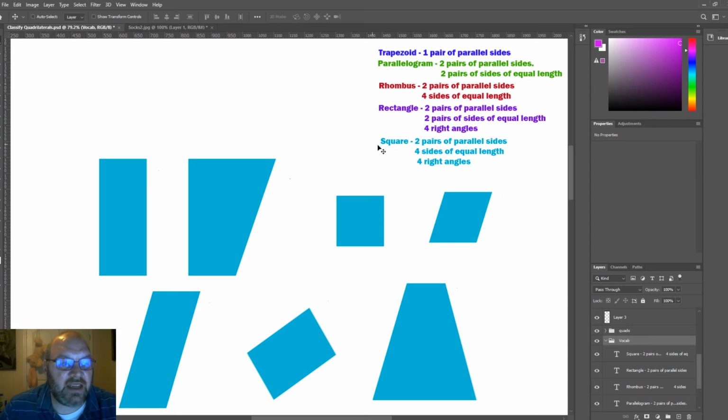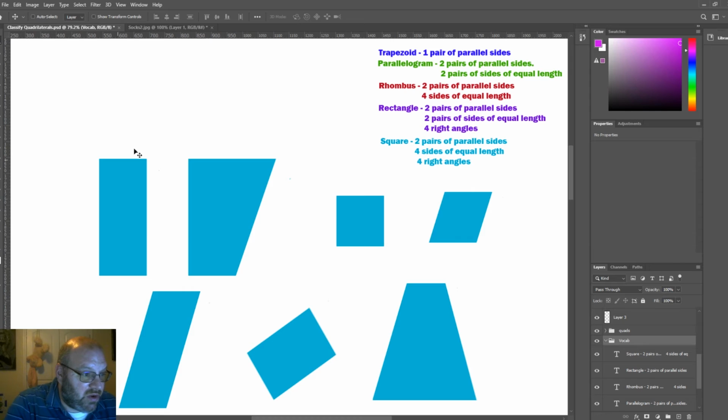Is a rhombus a square? A square has four right angles. A rhombus does not. So a rhombus is not a square, but a square is a rhombus. This is what I was talking about earlier. This is what you're going to have trouble with, okay? You're going to have to tell me that a square is a rhombus and a square, okay? Let's go through these and we'll decide.